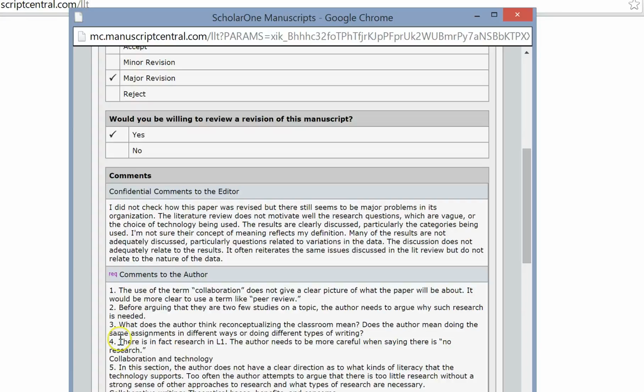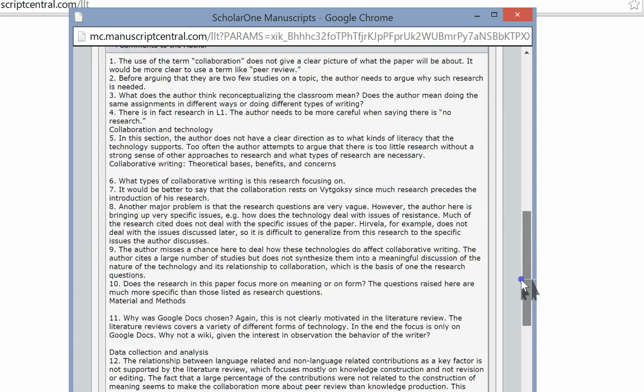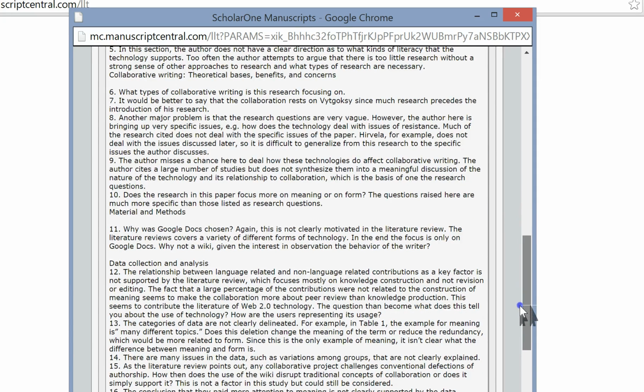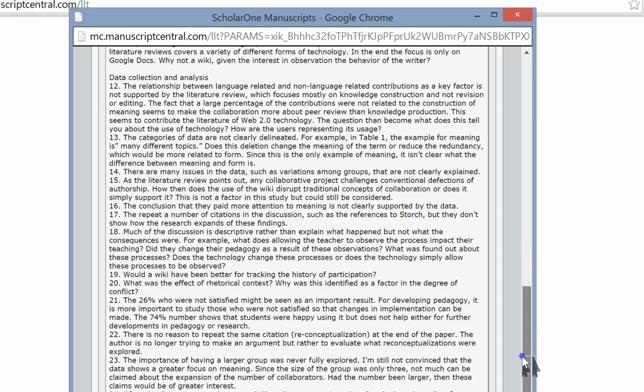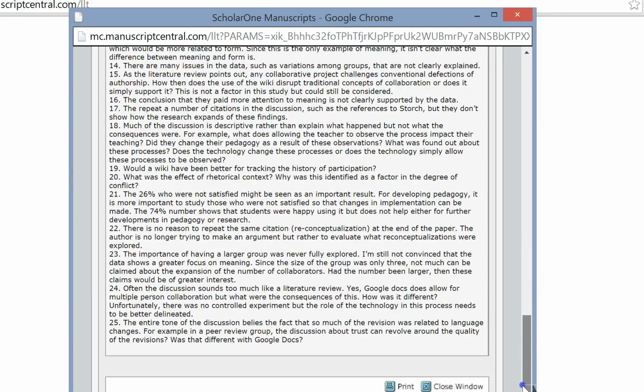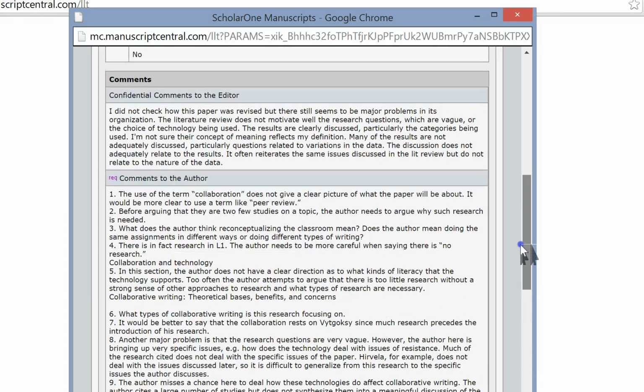And then here, this part here, are the comments to the author. And again, you can see I give very detailed comments, this is pretty much what I do in class. With students, I go through and I made 25 points here to the author based on each section. And I try to be objective sounding. The use of the term does not give a clear picture. Before arguing that there are a few studies, the author needs to argue why results is needed.